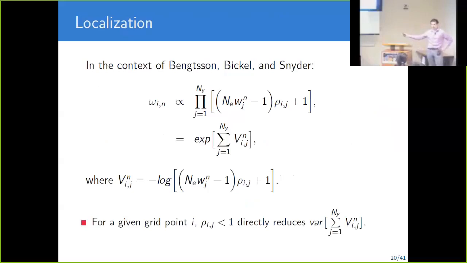But you can see where it's not going to work, though. If you have a bunch of observations that are co-located with each other, for example, then localization is not going to help you, because these rhos are usually designed so they're equal to 1 close to an observation, so you're not localizing. So if you have a bunch of observations that are right next to each other, this method is not going to work, and it's just going to collapse.